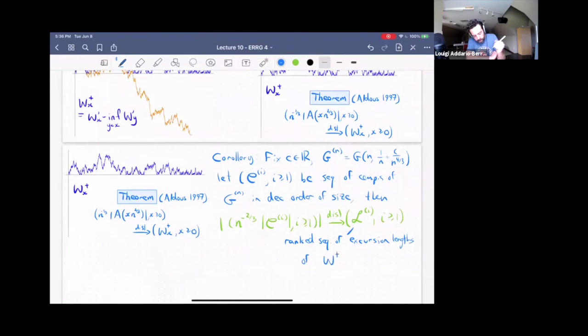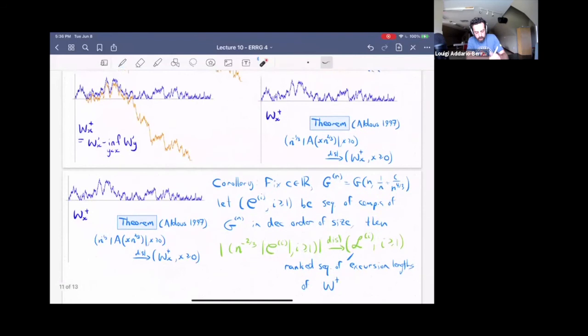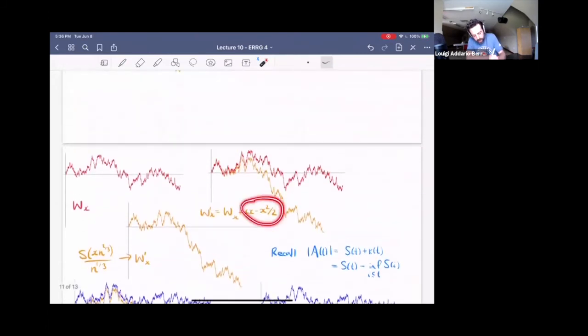Of W plus. And now here, it isn't obvious in my notation, but this W plus process, its definition depends on C, right? Because this parabolic drift, the shape of the parabola depended on C.